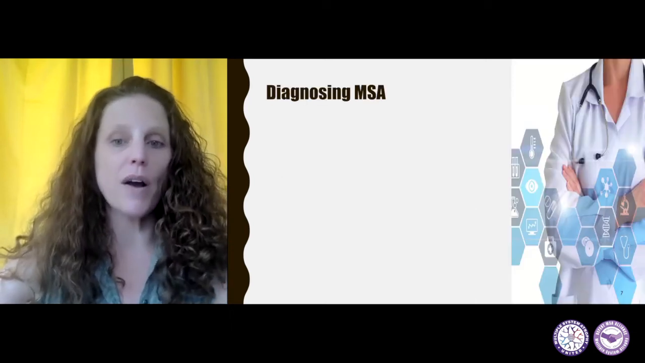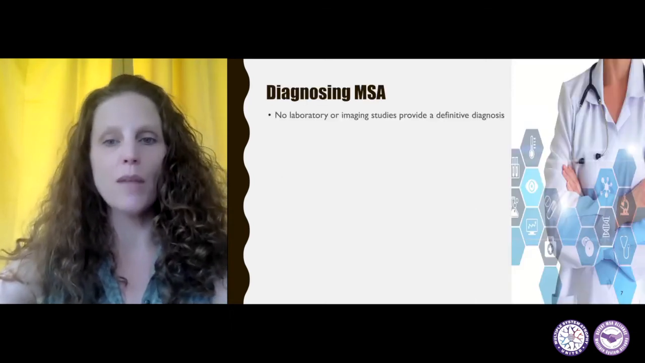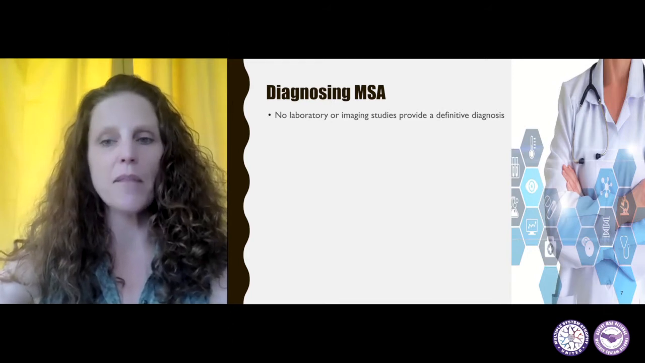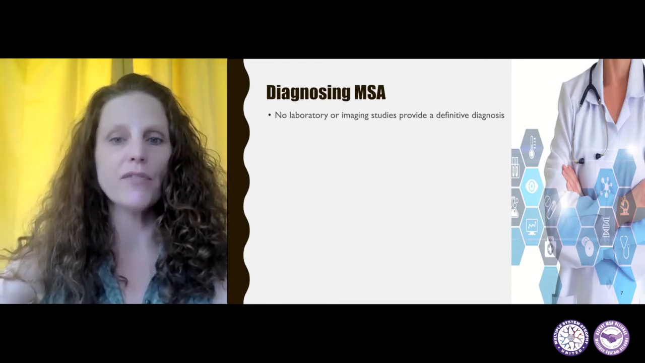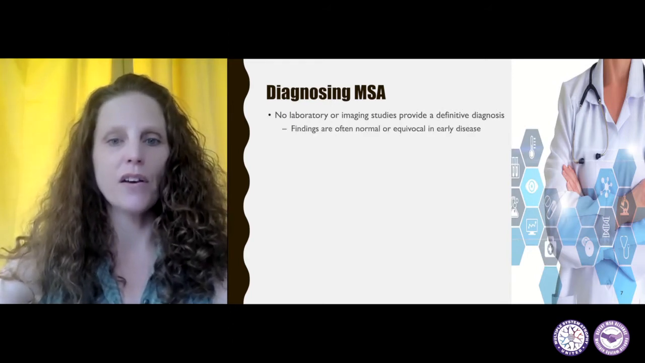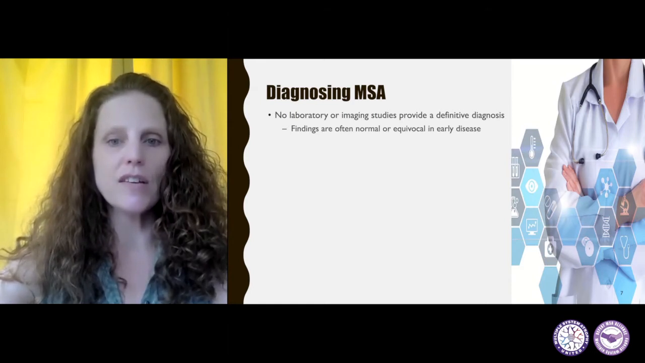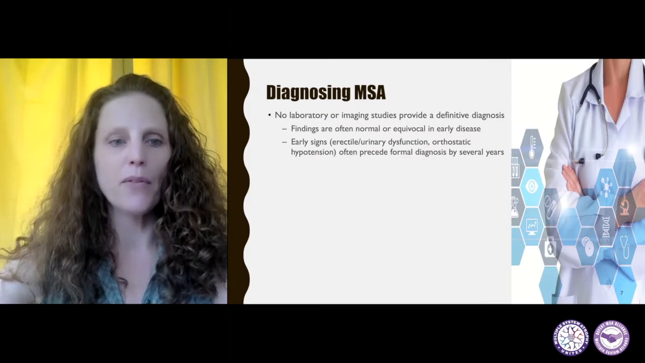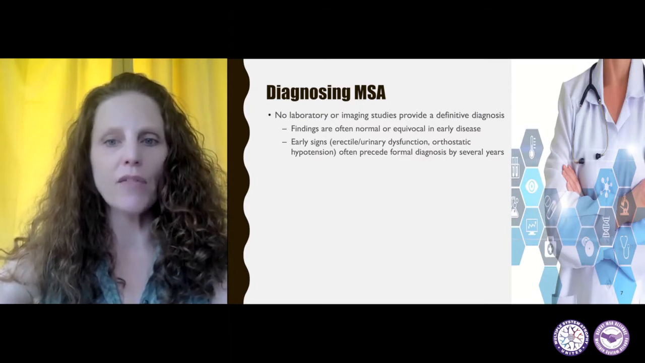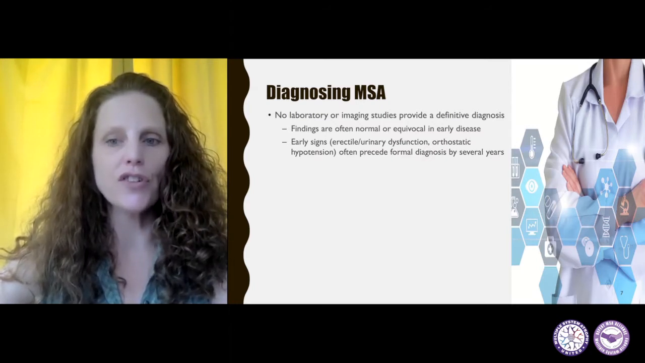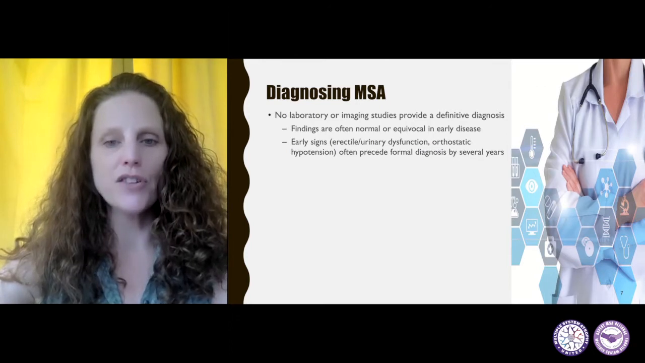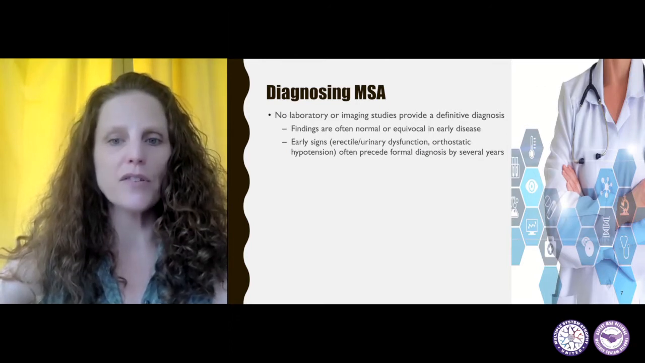Diagnosing MSA can be quite difficult. There are currently no laboratory or imaging studies that can, by themselves, provide a definitive diagnosis. Findings are often normal or equivocal in early stages of the disease. The earliest signs, specifically erectile and/or urinary dysfunction and orthostatic hypotension, often precede a formal diagnosis by several years.